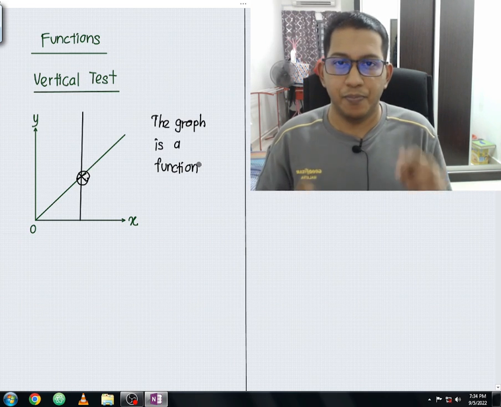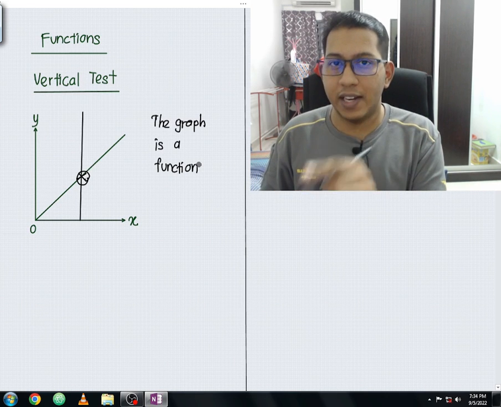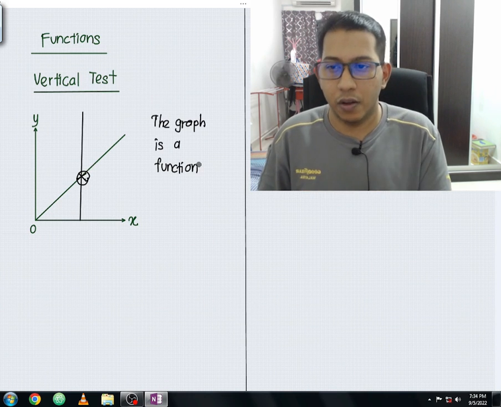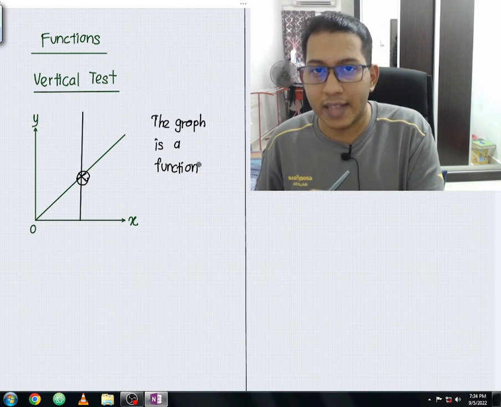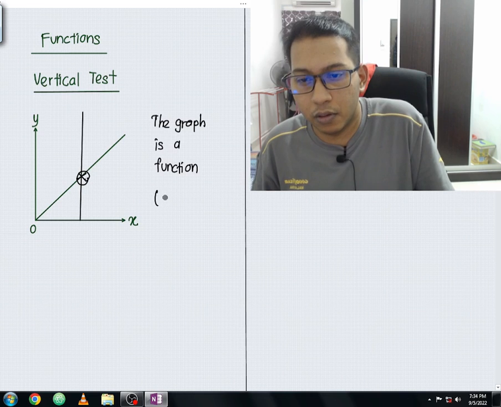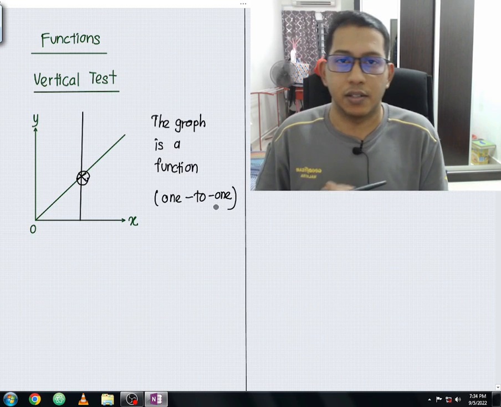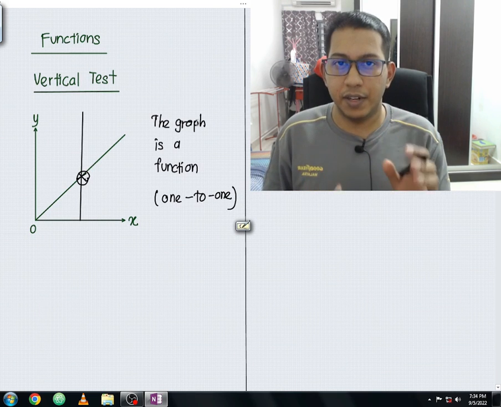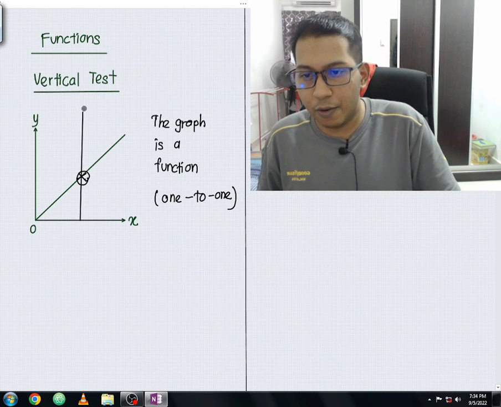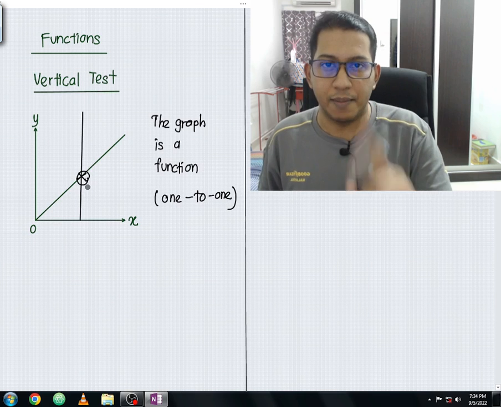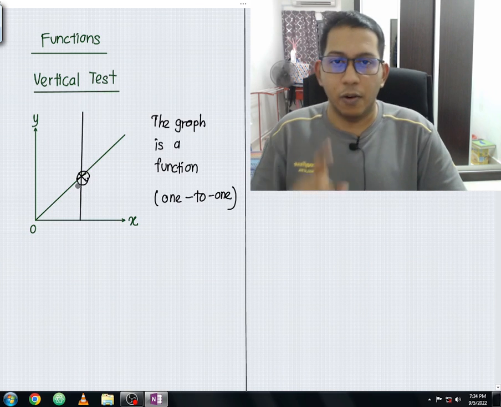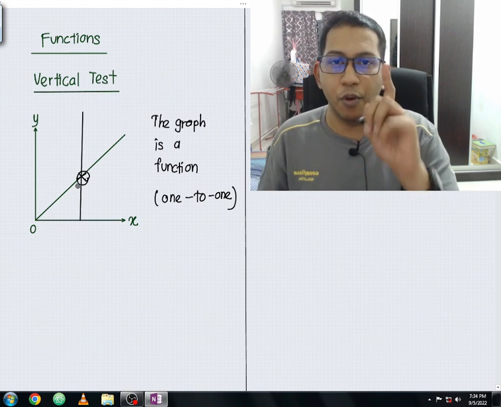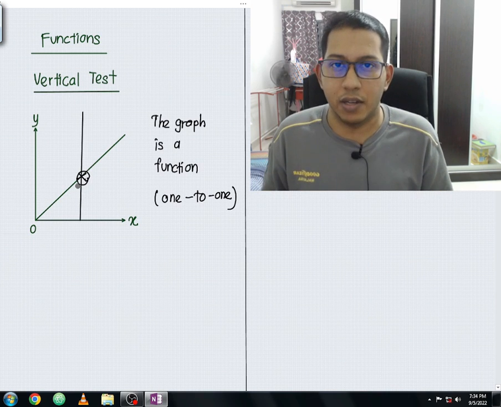Okay, and by the way, do you know what type of relation this is? This is an example of a one to one relation. Remember guys, when you conduct the vertical test, it must intersect only one point at a time. When you draw this vertical line, it only has to intersect one point. If it intersects more than one point, that means it is not a function.